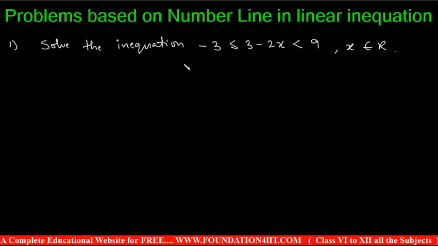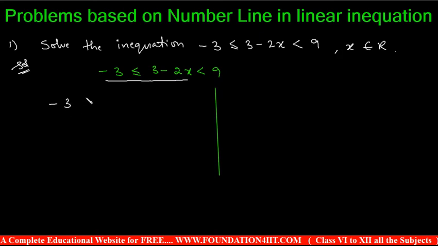We need to solve this, and again we'll keep it on the number line also. So we'll represent this solution set on the number line. That also we'll see for this problem. When you see this question, minus 3 less than or equal to 3 minus 2x less than 9, in this type we can solve in two cases. First two we will take. Total we have three expressions, so 1, 2, 3. The middle is repeated.